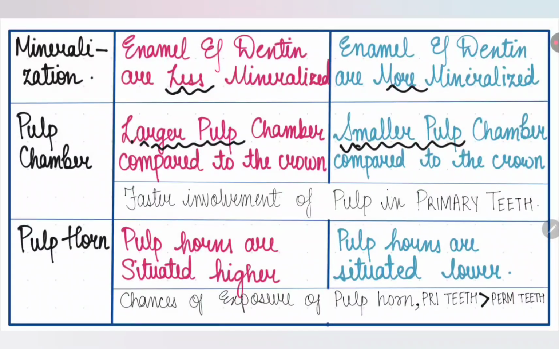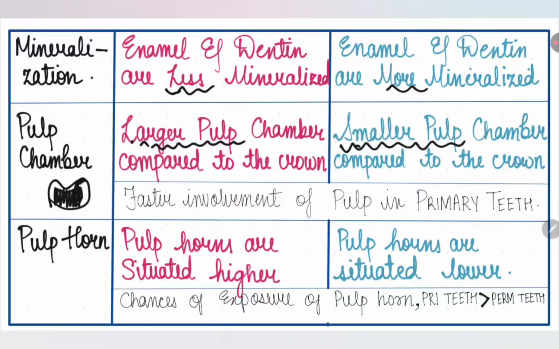What happens due to this is there is faster involvement of pulp in primary teeth. They are larger. For example, if this is your crown and this is your pulp chamber, this pulp chamber is larger in primary tooth. So if caries begin somewhat here, there is a faster involvement of pulp in primary teeth.